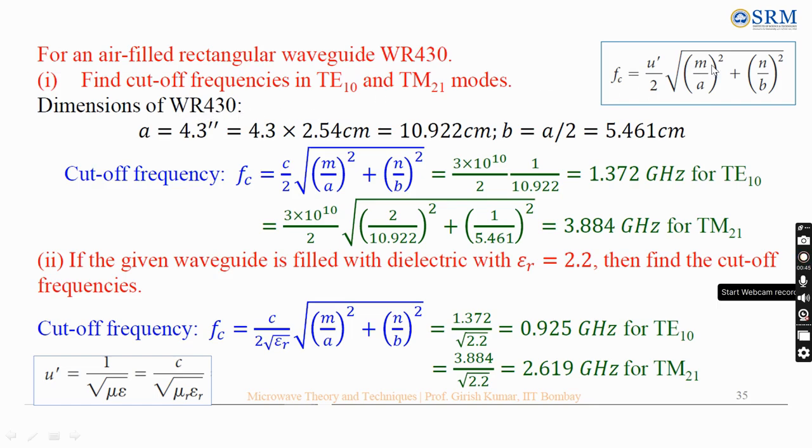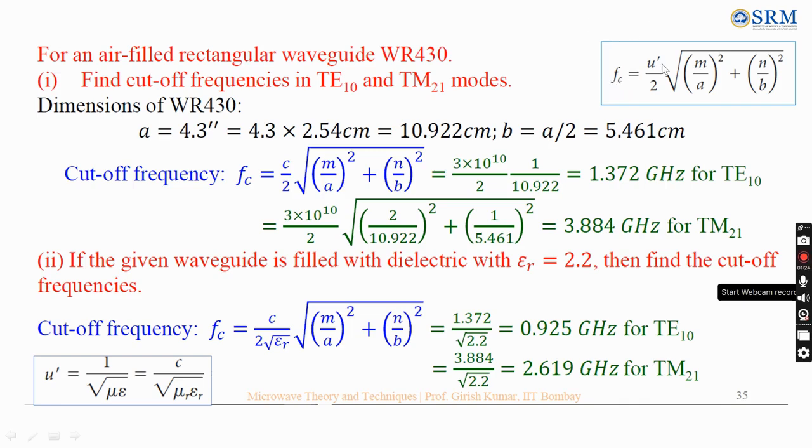The m and n values, the mode numbers, are given in the question. We are supposed to find the dimensions. So WR430 means whatever three-digit number is mentioned, we have to divide it by 100 and write it in inches. So 4.3 inches, and if I want to convert to centimeters, I have to multiply it by a factor of 2.54. So we get the answer for the a dimension in centimeters. Usually the dimension b will be half of the a dimension, so we can easily find it from a.